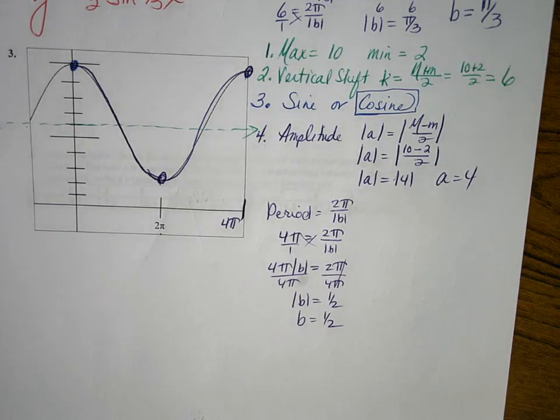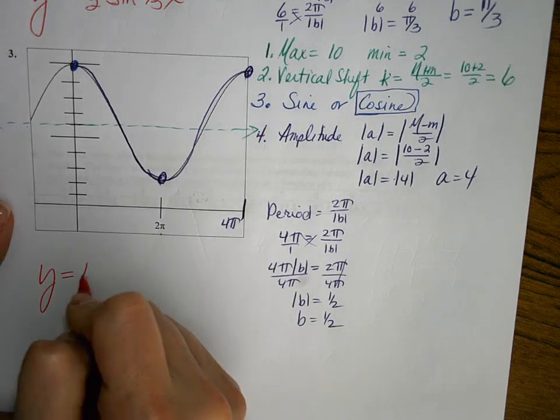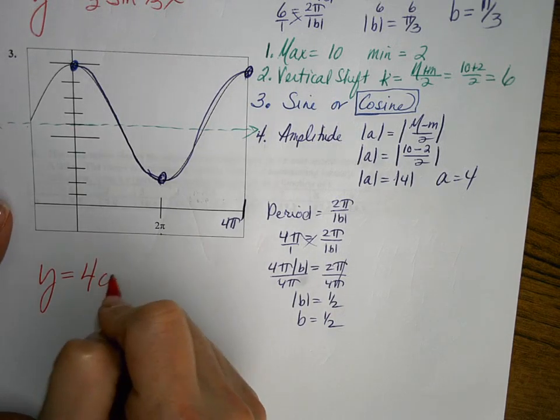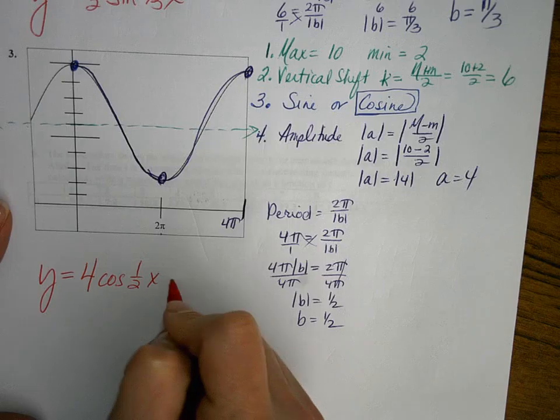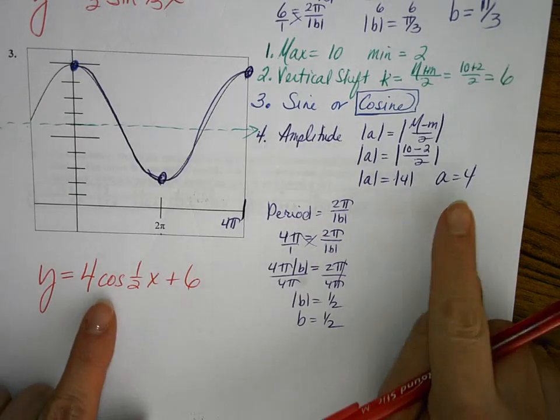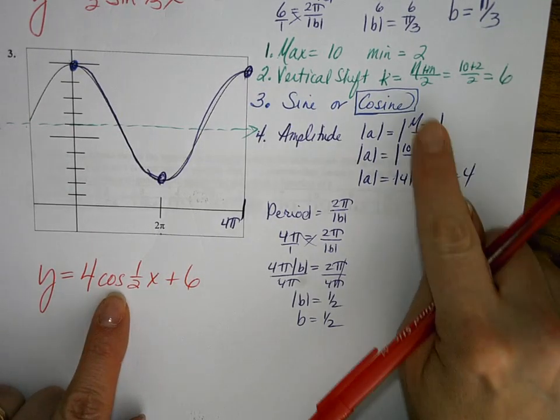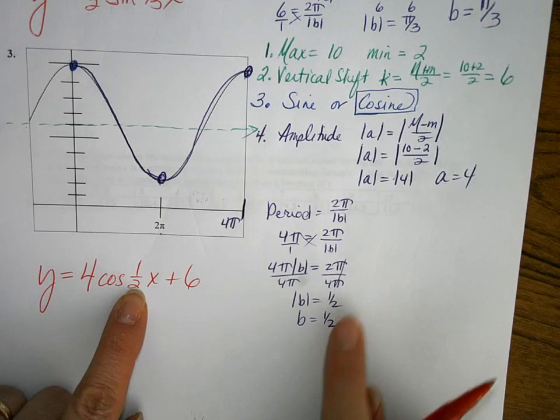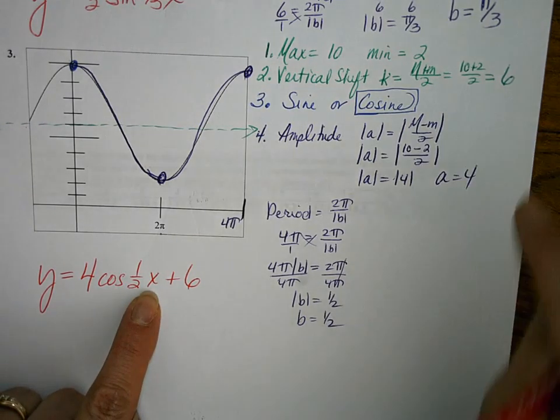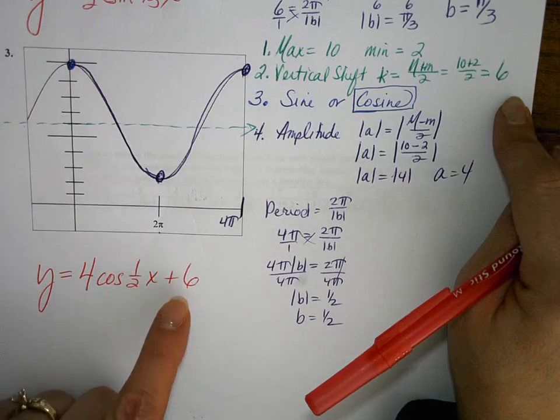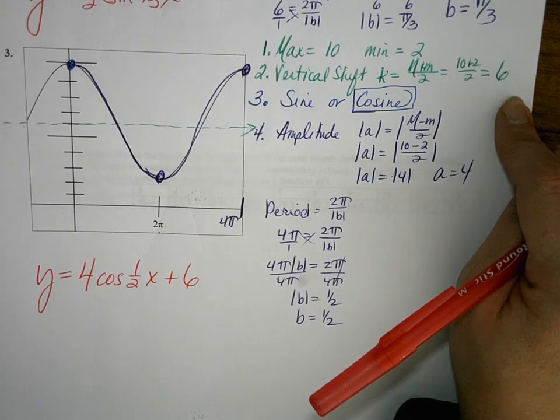Y equals 4 cosine 1/2 x plus 6. Very nice. Y is equal to my A value of 4. I chose it to be cosine. My B value of 1/2 x, and I shifted it up 6, so plus 6. Fantastic. Beautiful, beautiful.